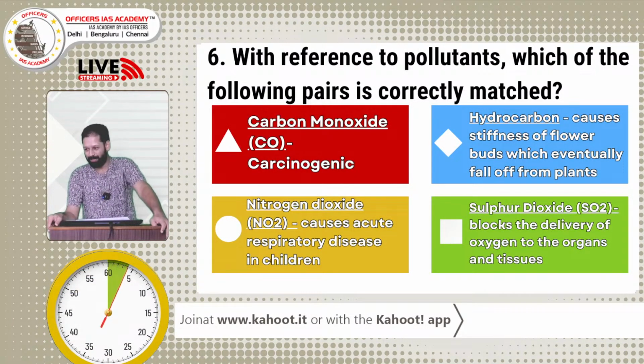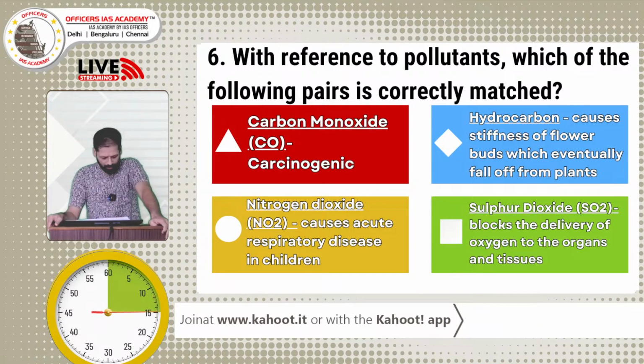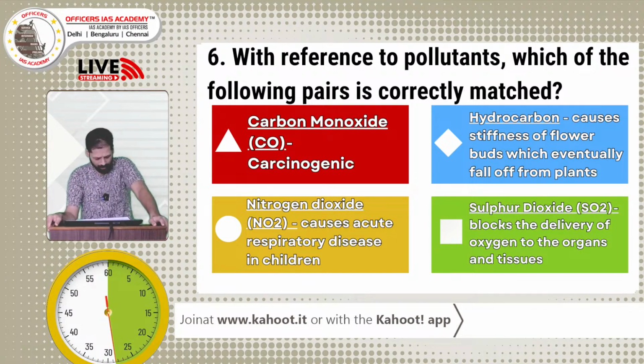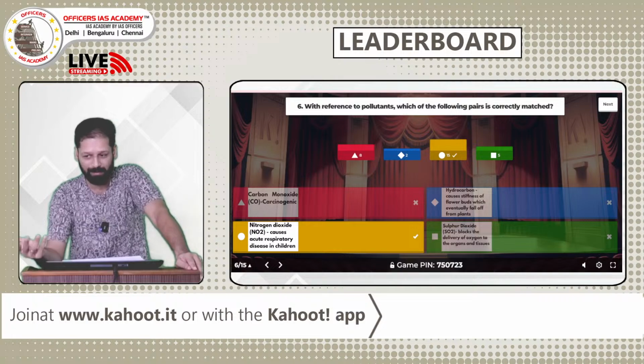Right, question 6 out of 15. With reference to pollutants, which of the following pairs is correctly matched? You have 30 seconds for this question. The different pollutants: carbon monoxide, carcinogenic; hydrocarbon, causes stiffness of flower buds which eventually fall off from plants; nitrogen dioxide, causes acute respiratory disease in children; sulfur dioxide, blocks the delivery of oxygen to the organs and tissues. Right? Let's see how many of you are able to get the correct answer. It's a very interesting question, though I'm not very keen on the way in which it has been given. A, B, C, D of this type, and they're asking to match the following.